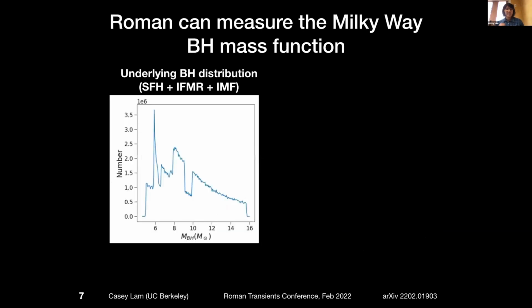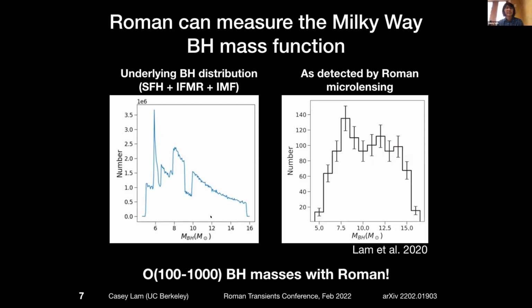And so the other thing is that this means Roman can measure the Milky Way black hole mass function. So here's a simulation of the black hole distribution we assume in our galactic model of the Milky Way. It incorporates a star formation history, an initial final mass relation that maps initial stellar masses to their final remnant masses, and then the initial mass function. And that gives you this fiducial black hole mass function model.